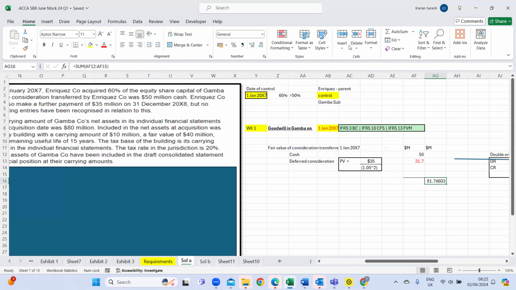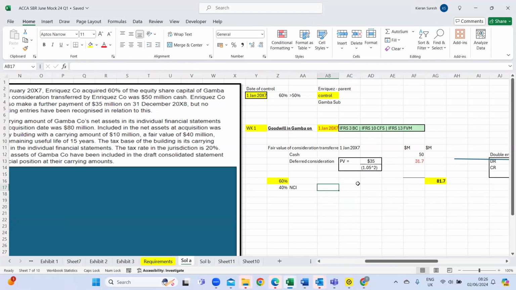81.74, right? This is what we paid, 81.74. And to buy what percentage? According to the question, we bought only 60%. This 60% is what we paid 81.7 for. So clearly there is a missing 40%. Who would have bought that 40%? That is NCI. So we need more information when we deal with NCI.